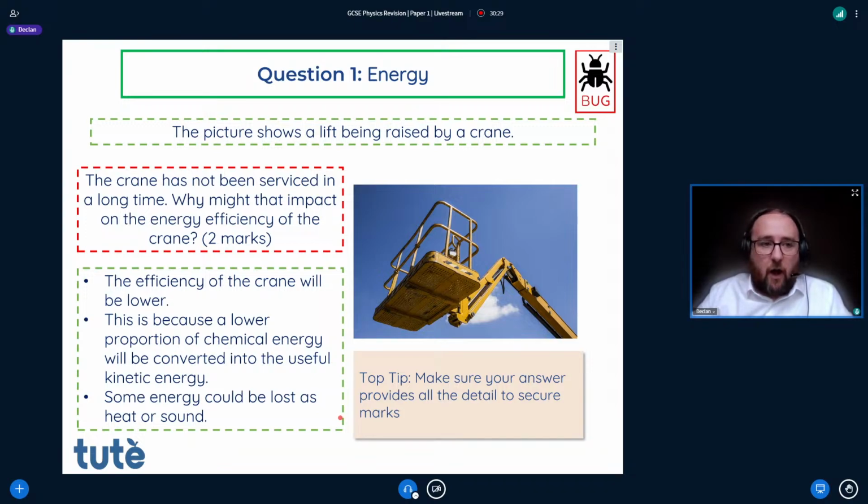Those parts getting really hot because they're not lubricated. It could be that it's giving off more sound. It's making noises because it's losing that energy. So that would get us the 2 marks. We made 3 points, which is more than enough information.